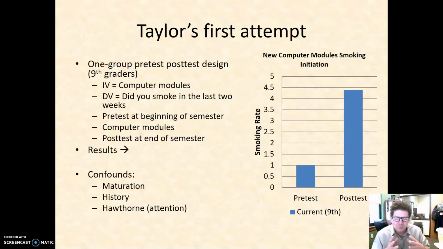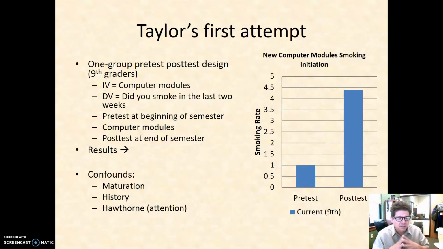However, there are a number of issues, alternative explanations, what I've labeled here as confounds, that prohibit us from interpreting this in any convincing way, any way that we're certain what happened. Some of the more noteworthy potential confounds in this study are listed here, but certainly one of them is maturation. One of the things we know about kids who are in ninth grade is they experiment with stuff, and a semester-long period of time is significant. It's not a week.